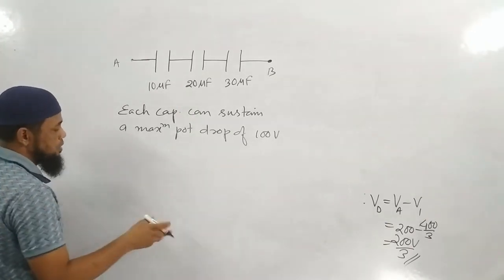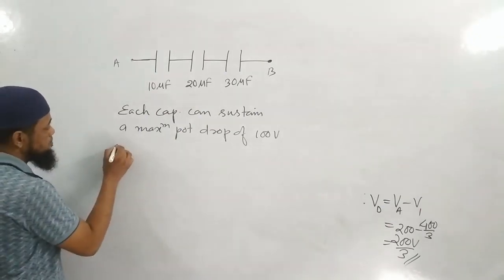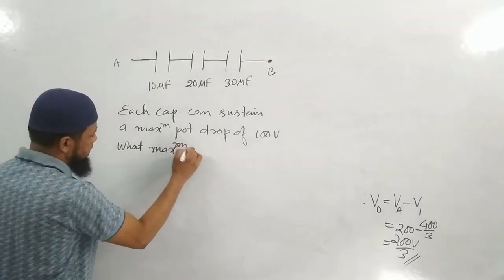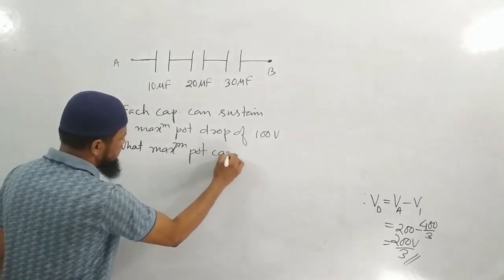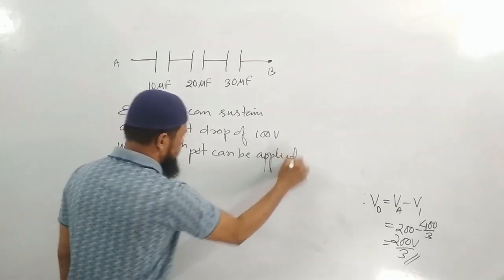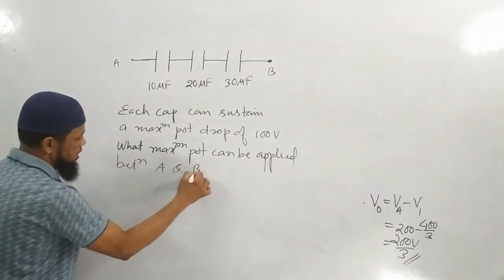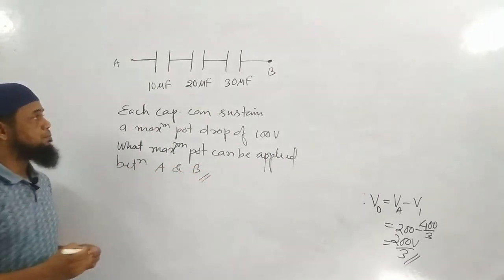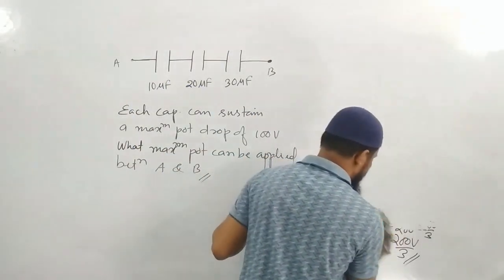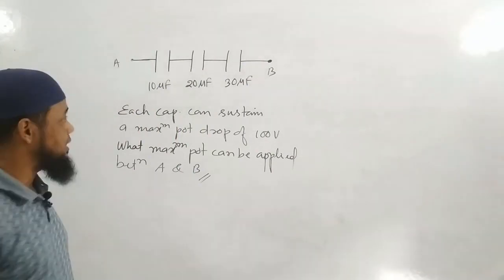For example, if you apply more than 100, they will get damaged. What maximum potential can be applied between A and B? This is also like you do not have to do the problems in detail. You can easily answer it.